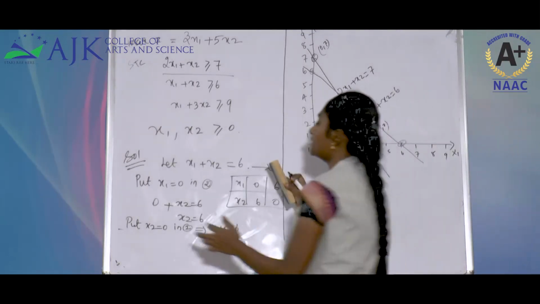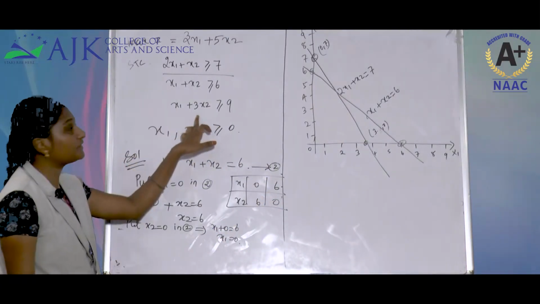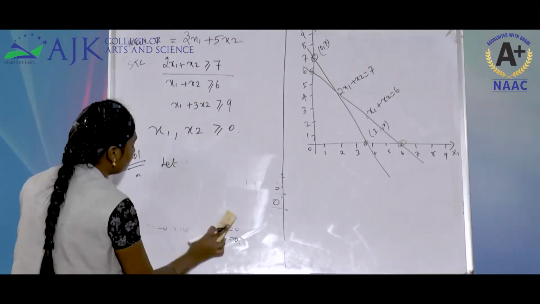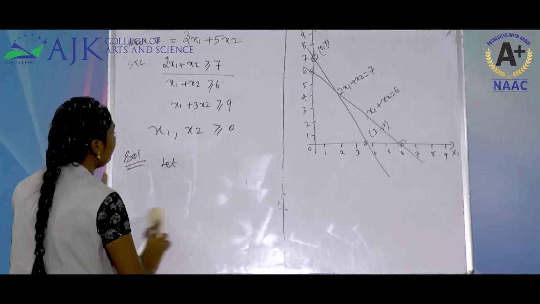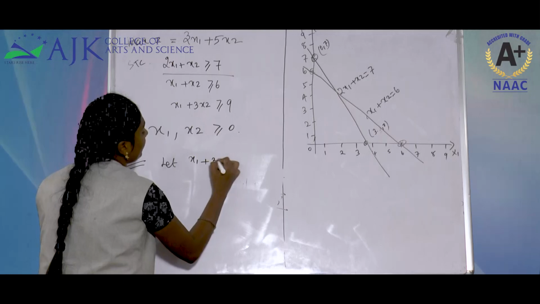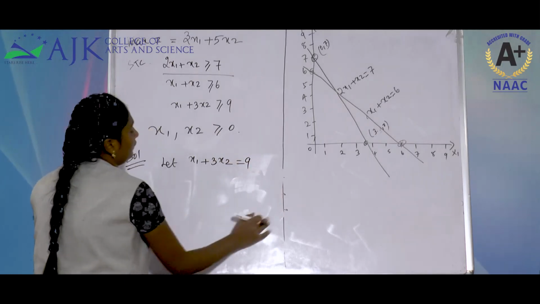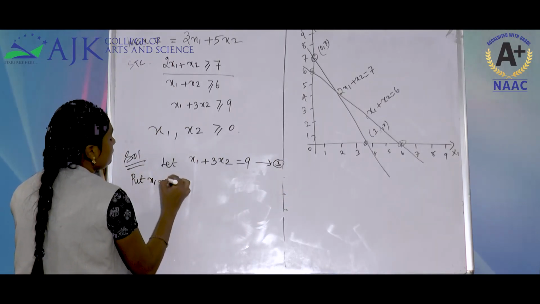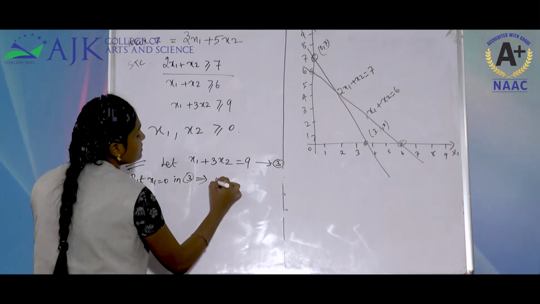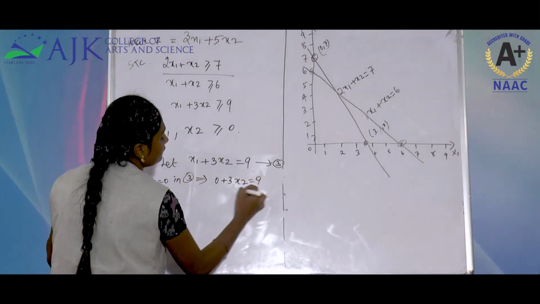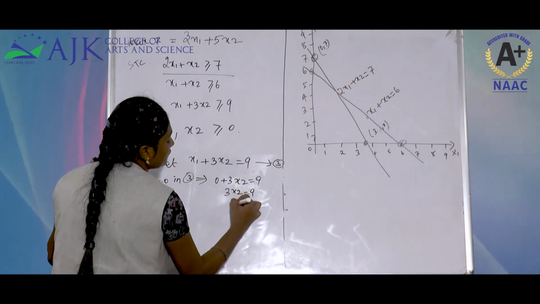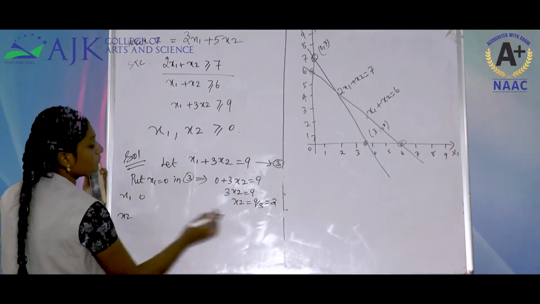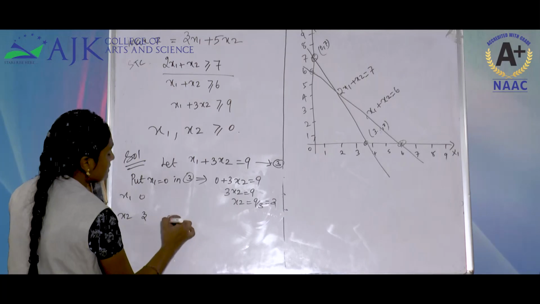Right? What is your third constraint? The third constraint is x1 plus 3x2 is greater than or equal to 9. Let us consider this inequality as an equation as usual. So x1 plus 3x2 is equal to 9. This is your equation number 3. Put x1 is equal to 0 in equation 3. It becomes 0 plus 3x2 is equal to 9. So 3x2 is equal to 9. So x2 is equal to 9 by 3, it is 3. When my x1 is 0, what is my x2? 3.